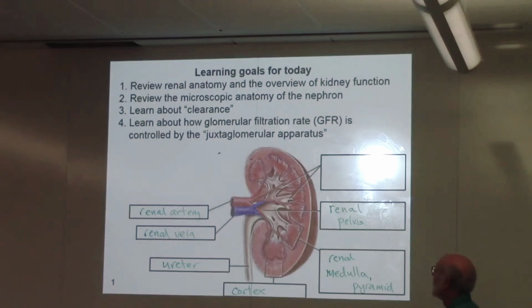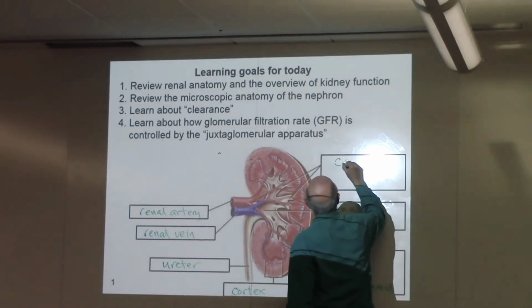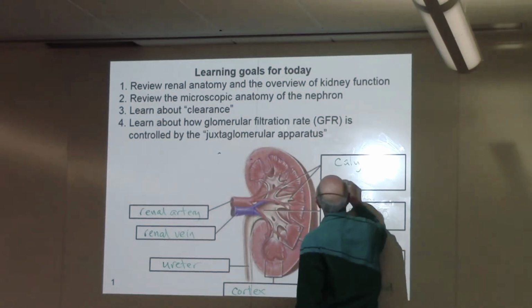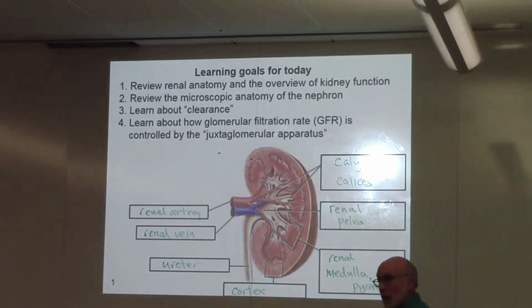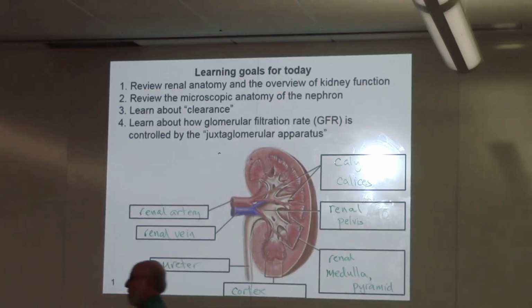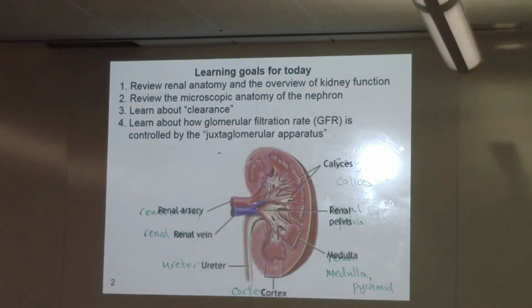The last one? Are those the calyces? They are the calyces. So one calyx, two calyces. Okay? So there we are, some gross anatomy. We'll see that in lab today. Let's see if we got it right.